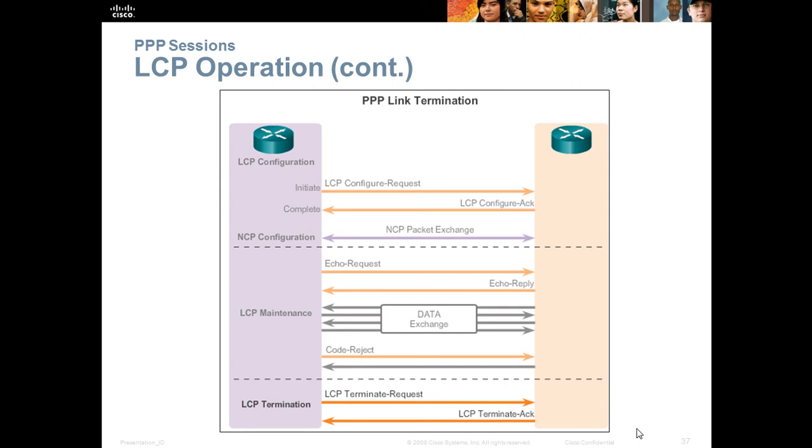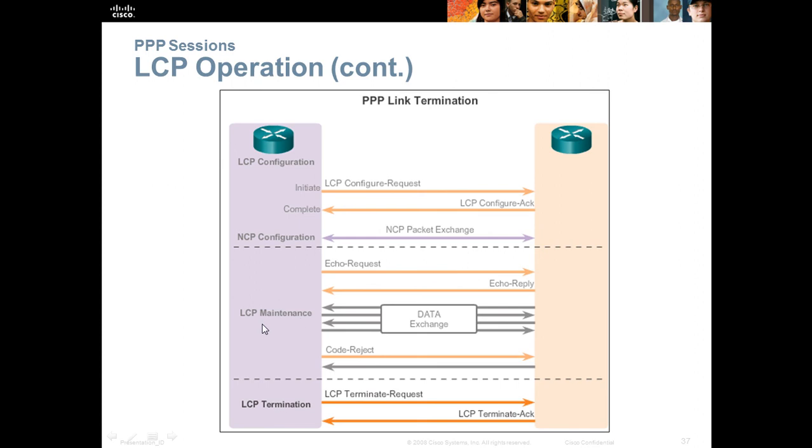This is how the LCP operation initiates between two devices that would like to communicate using the point-to-point protocol. The connection initiates with the LCP configure request. Then in turn the LCP configure acknowledgement completes the session. So NCP configuration is done.